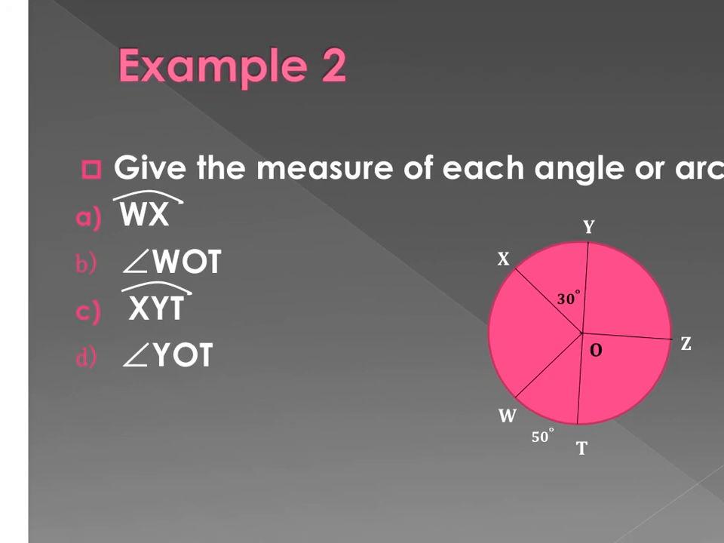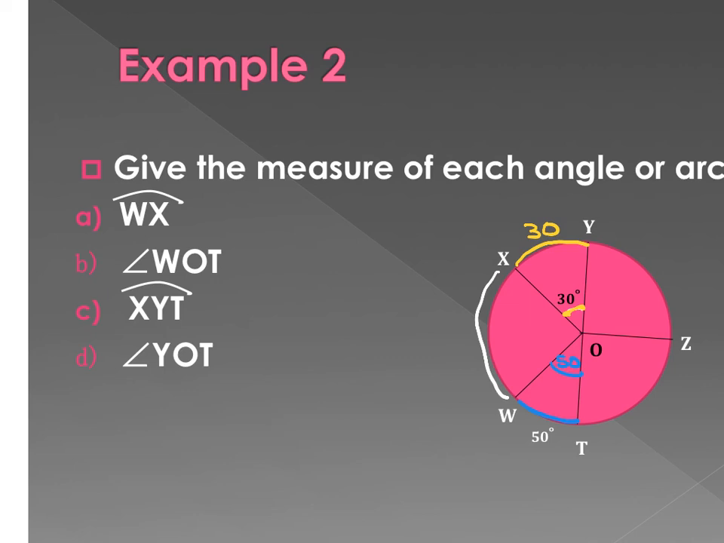It wants me to find the measure of WX. Well, WX is right here. I don't have a central angle, so I need to sort of think of this like a puzzle. So I have a central angle measure here of 30 degrees. So then that's going to tell me that if this one's 30, then this arc measure along here is 30. And then over here, I have an arc measure of 50, which tells me this central angle is 50.